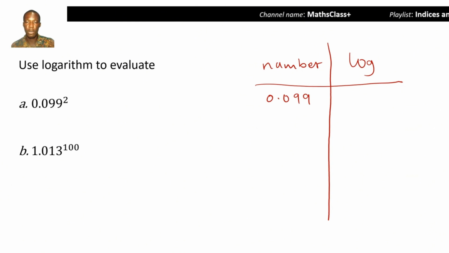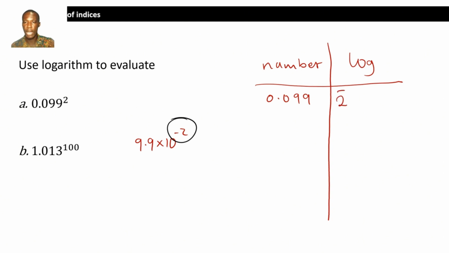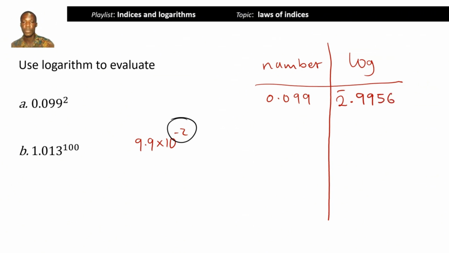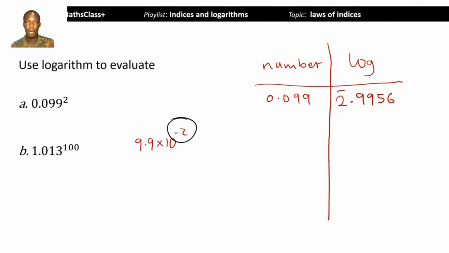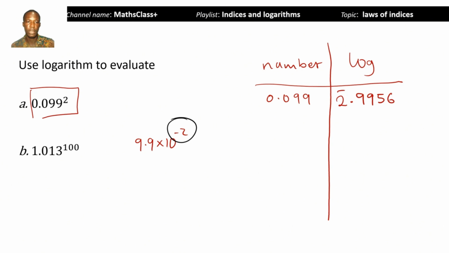So if I'm to find the log of this, I will have to convert it to standard form. That will give me 9.9 times 10 to the power negative 2. And my characteristic will be the 2 bar here. So I have 2 bar point. Then I have to find my mantissa, which I get as 9956. Okay. Now, if you look at the value given, you see that it is squared. So in logarithm, the square will drop to multiply the log value. So here we are multiplying by 2.